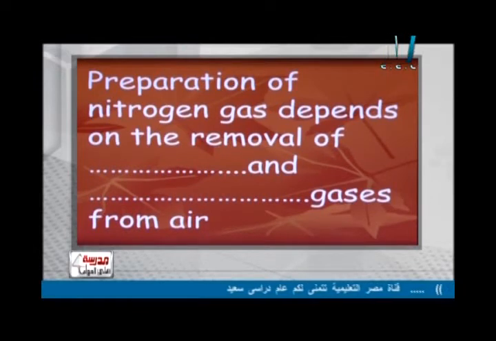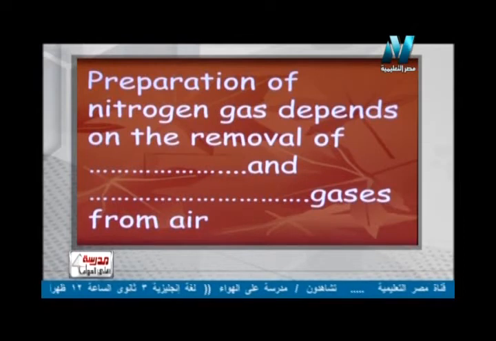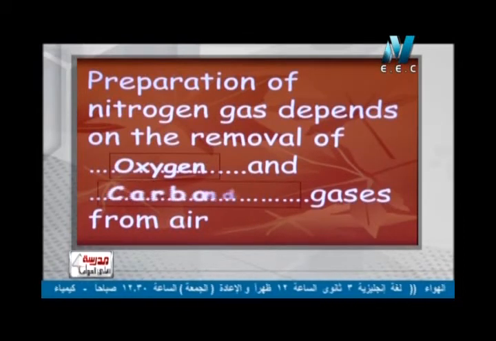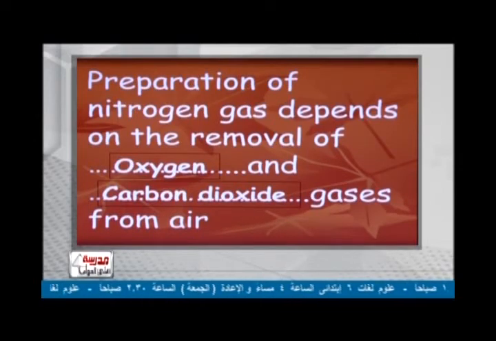Surely we know that air contains nitrogen, oxygen and carbon dioxide. So if we have removed, لو شلنا من الهواء oxygen gas and carbon dioxide gas, at last we will have nitrogen gas. So here preparation of nitrogen gas depend on the removal of oxygen gas and also carbon dioxide gas from air. So the preparation of nitrogen gas depend on the removal of oxygen and carbon dioxide gases from air.